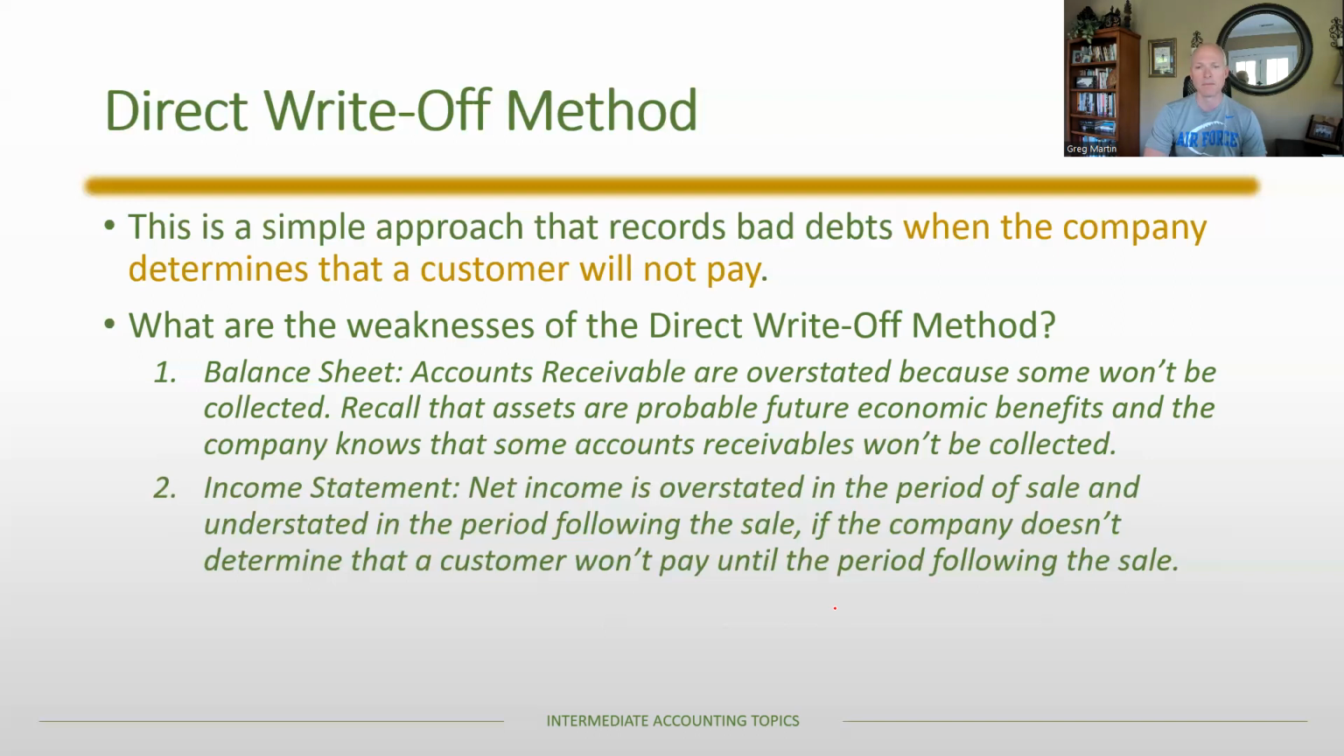And so the bottom line is that usually your net income is going to be overstated for a normal company, and your balance sheet is going to overstate its receivables. You can use this approach if it's determined that bad debts are immaterial. And so it's an approach that is acceptable only if bad debts are immaterial.